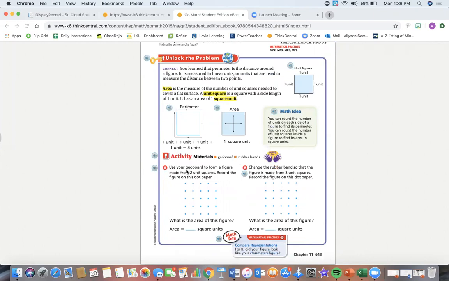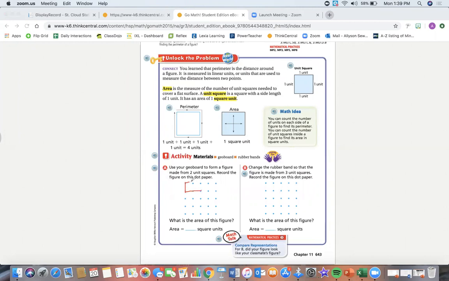Okay, so it says, use your geoboard to form a figure made out of 2 square units. Record the figure on this dot paper. Since we don't have a geoboard with us, we're going to make the lines just using a pencil or pen. So I know that this here would be 1 square unit if I made this whole square, but we want it to be 2 square units.